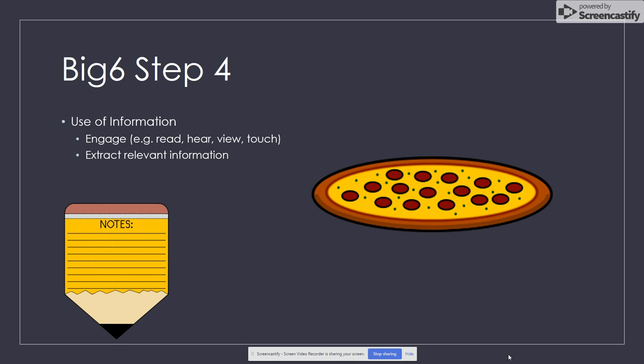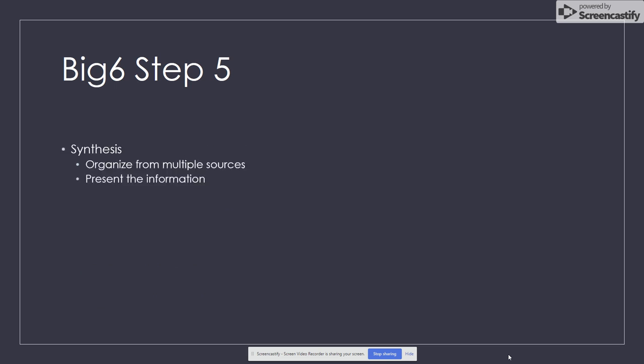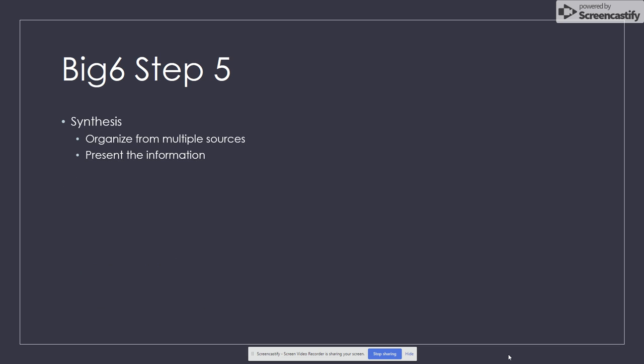Now that you have all the information, we're going to move on to step 5, which is synthesis. Here you're going to organize your information if you have multiple sources, and then present it in whatever format you decided on earlier. In our pizza example, you would fill out the online form to order your pizza, choosing your toppings, and then submitting it.